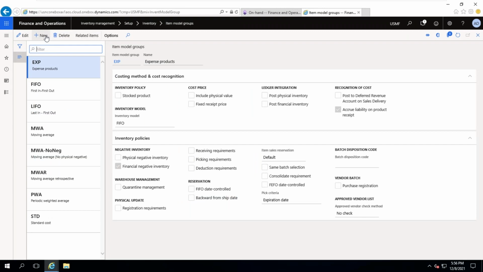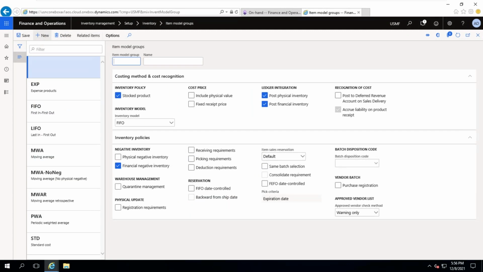As soon as you click on the new button, four check boxes are selected. The system is proposing four check boxes. The first one is stocked product. Stocked product means on-hand inventory should exist.